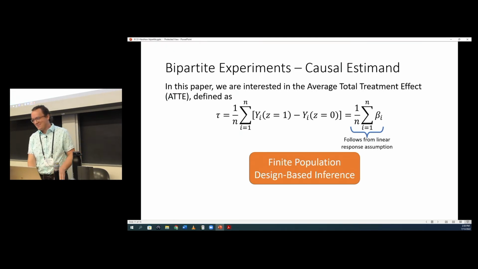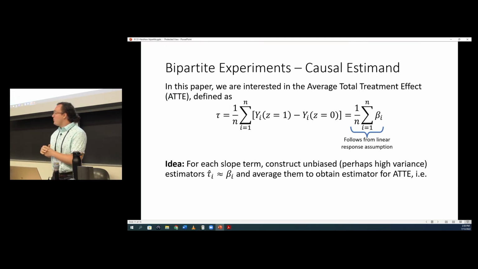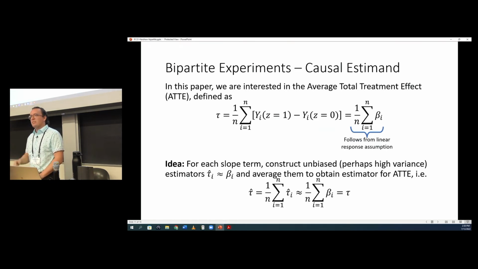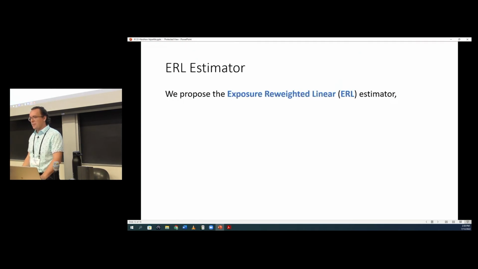Great, thanks. OK, so how should we estimate this quantity here? So here's an idea. For each slope term beta i, let's construct an unbiased, but maybe high variance estimator tau hat i. And we're going to average them to obtain an estimator for the average total treatment effect. These individual estimators may have too high variance to be worth anything, but once I average them, if they have small enough correlations, they should give a pretty good estimate of the average total treatment effect. And that's kind of what we're going to do here.